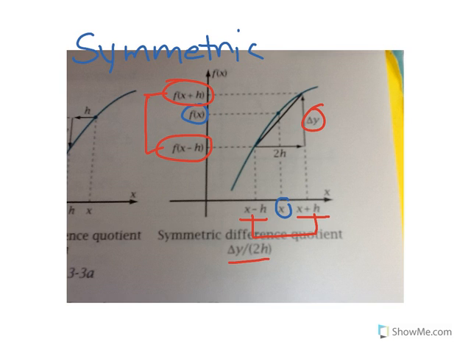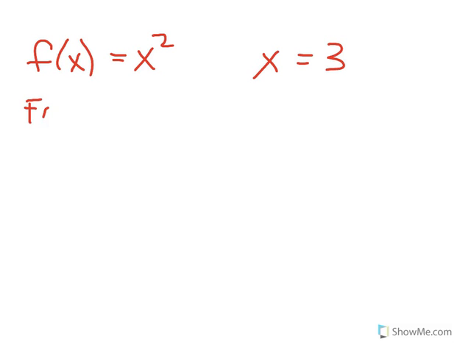So how do these look with actual numbers and an actual function f of x? Well, let's take a look and see what we get. Let's take f of x equal to a really simple function, x squared. And let's take another very simple x, say x equals 3. And we would like to estimate the value of the derivative using a forward, a backward, and a symmetric difference quotient. So let's do the forward difference quotient first.